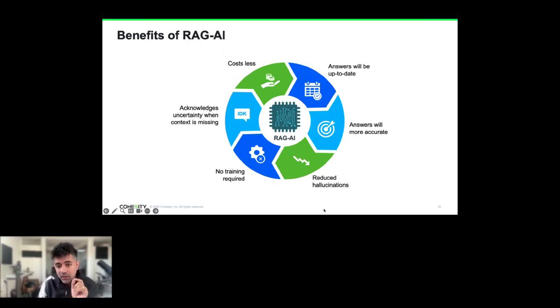The way you can make things more and more specific and laser focused is by taking the noise out and putting the documents of relevance in focus, right? So that way the answers are as unbiased as possible, right? And the thing that's very, very important with this is that you have to acknowledge uncertainty when context is missing.